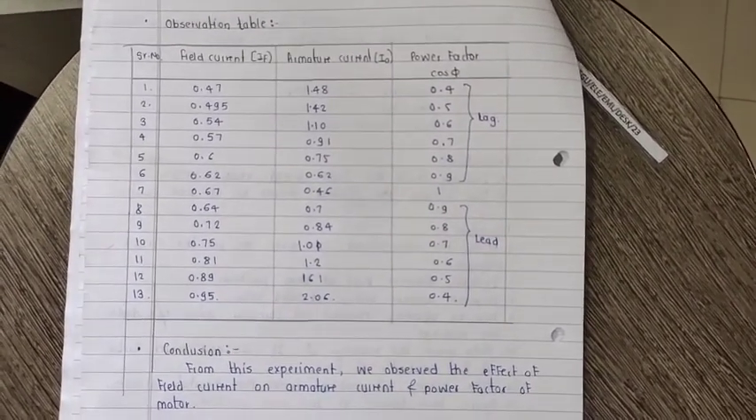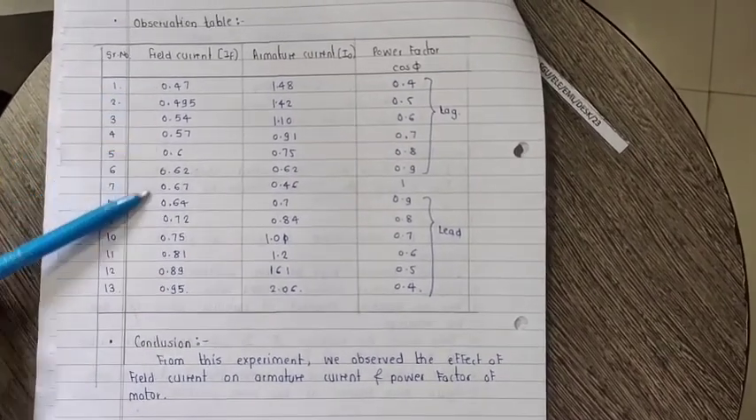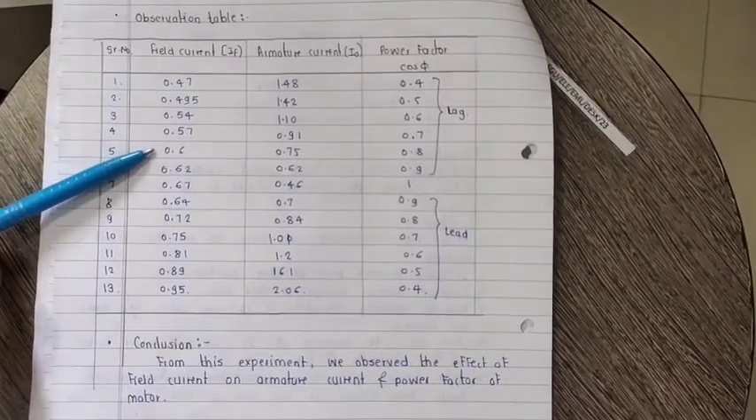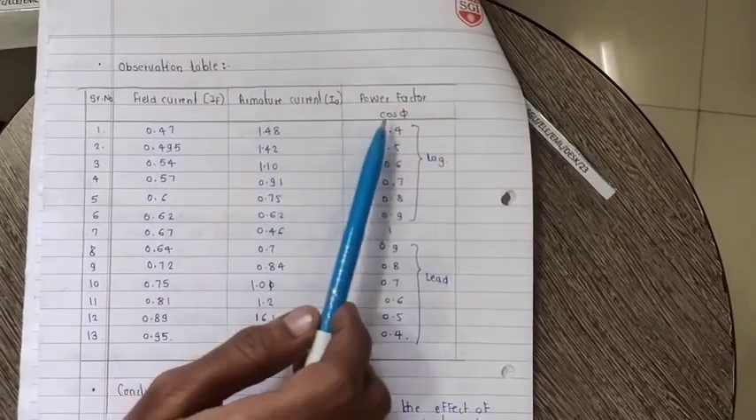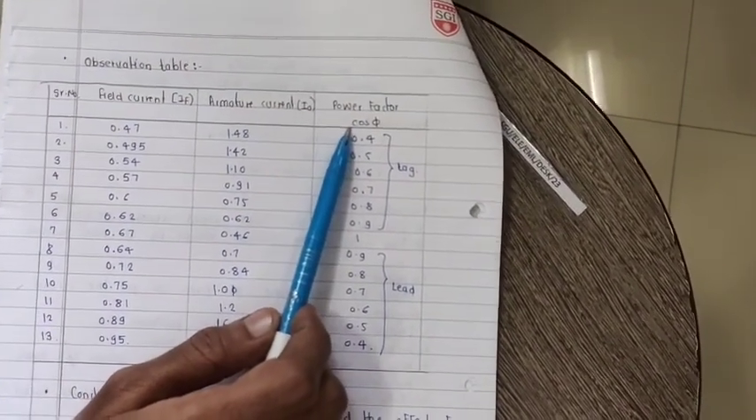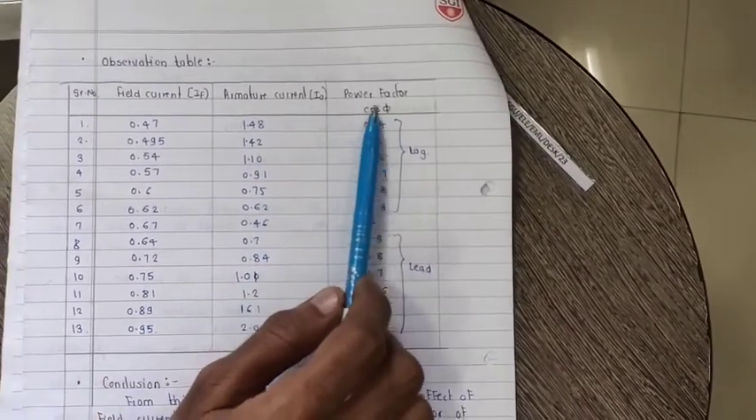So in this experiment we are going to see the effect of excitation, or we can say field current, on armature current and power factor. Effect of excitation on armature current and power factor.